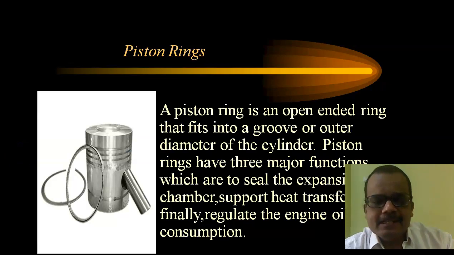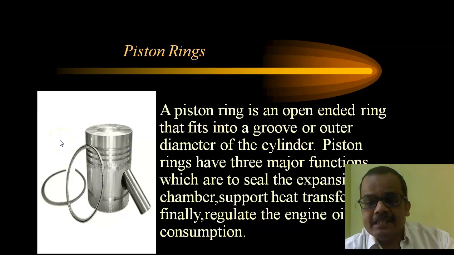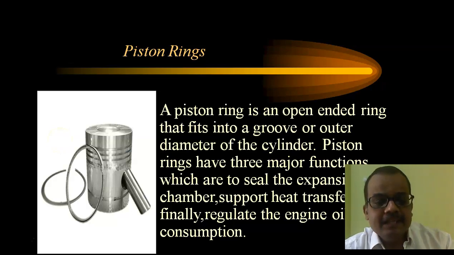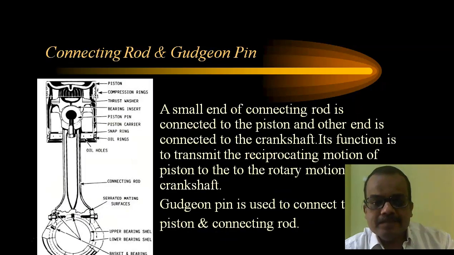The second type of ring is the oil ring. The oil ring is used to scrape the oil that forms on the inside surface of the cylinder, so it avoids the formation of an oil layer on the cylinder surface. That is the function of the oil ring.